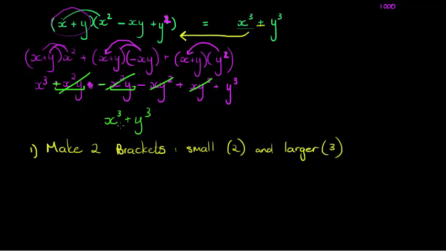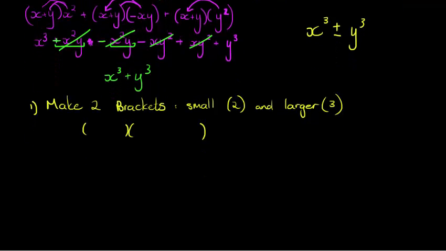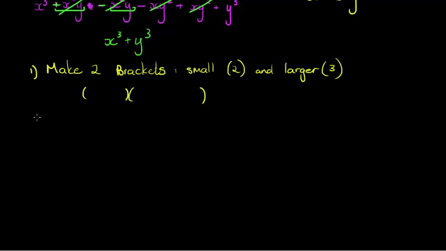Okay, so if I have, let me write it like this, x cubed plus or minus y cubed. So I'll make a small bracket and a larger bracket. The small one should be big enough to take two terms, the large one big enough to take three terms. Okay, step 2, the sign in the smaller bracket. That would mean the smaller bracket, and that would be the larger bracket.